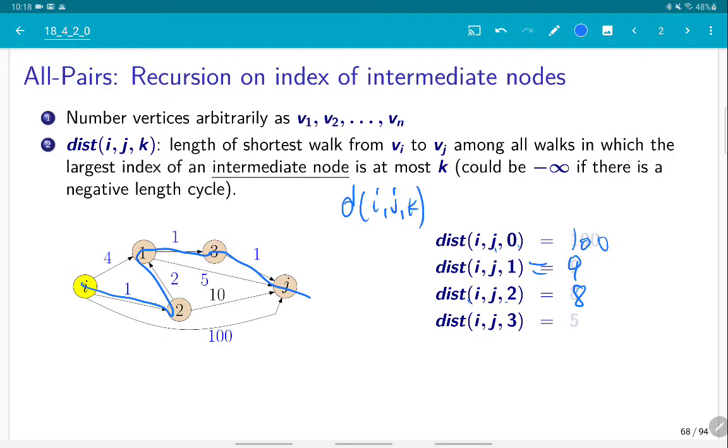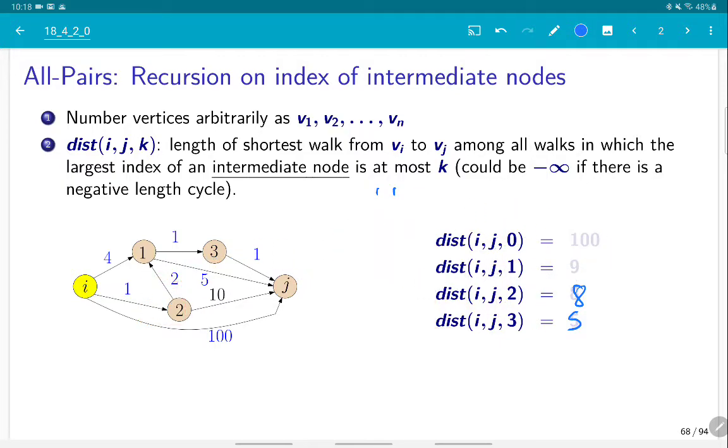And I have no clue why the slide says 5, because this is 2. Sorry. 1, 2, 1, 1. So yes, this is 5. Okay. So this is the definition.